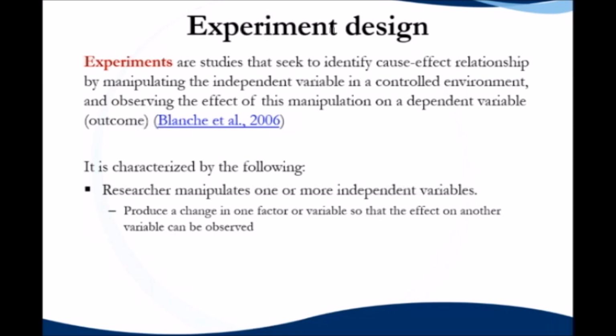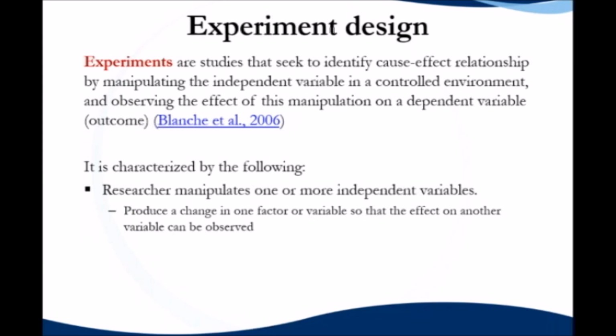So in terms of experiments, according to Blanche et al., we can say experiments are studies that seek to identify a cause-effect relationship. So the key there is we want to identify a cause and effect relationship when we do an experiment. What do we do in that experiment? We manipulate the independent variable, and it must be in a controlled environment. So it must be in an environment where you can control the other variables. You need to be able to control the experiment and the variables that are going to come into play. You need to be able to account for every variable that is coming into play in the experiment.